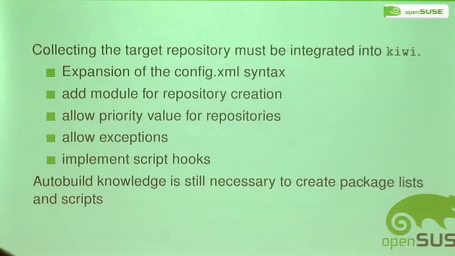And the new approach will be that we have a Kiwi module. We have to expand the syntax of the config XML. We have to put more information into it. This is already done. I'm working on a module that evaluates this data and creates the repository, which is still work in progress. And we have priority for repositories, when you have 10 repositories and you have files which are in every repository, and you want to take it from a special one. Then another important thing is that we need script hooks. Some packages have to be dealt with differently.